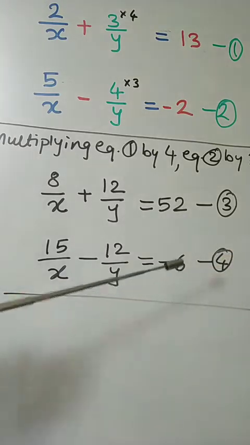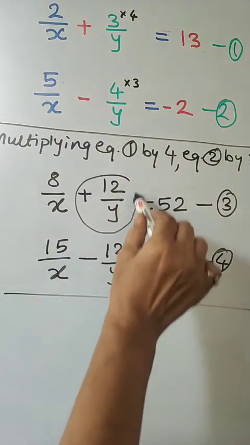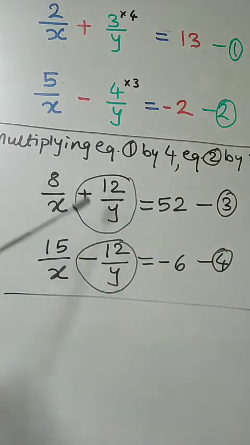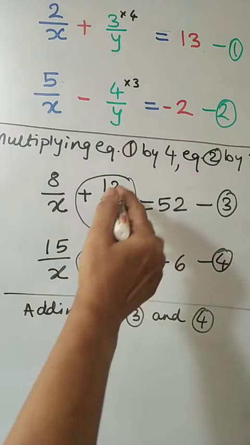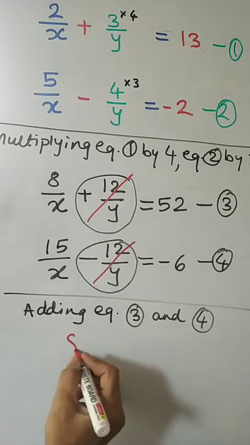And observe equation 3 and equation 4 very carefully. You will see that there is plus 12y and minus 12y. Aren't these similar terms? So yes, they can be cancelled when you add equation 3 and 4. So I am cancelling this. 8 upon x plus 15 upon x, I am writing it over here.